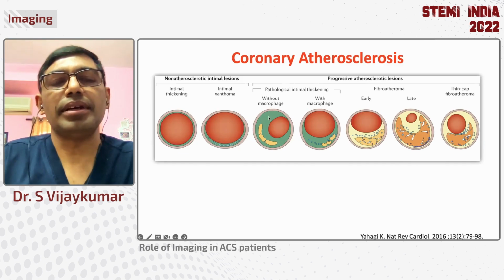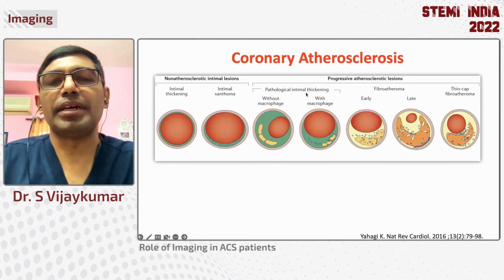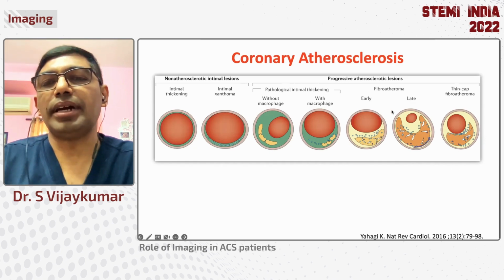When it progresses into later stages, where there is extracellular accumulation of cholesterol, that marks the early stage of atherosclerosis, which is called pathological intimal thickening. With further progression, this extracellular lipid and further macrophages result in destruction of the extracellular matrix that forms a necrotic core, that forms a fibroatheroma.